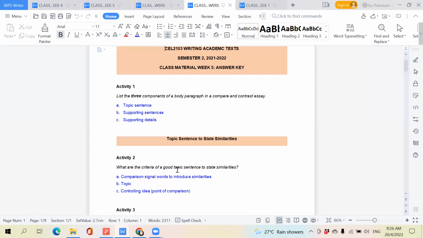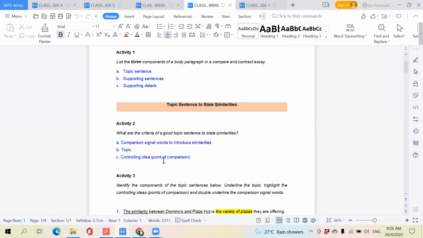Okay, remember, we're talking about topic sentence sahaja. In this week's topic, we're just going to focus on topic sentence only. The supporting sentences, supporting details will be covered in our next classes. Anyway, next. Activity 3 wants you to identify the components of the topic sentences below. It wants you to underline the topic, highlight the controlling ideas, what are the points of comparison, and double underline the comparison signal word.